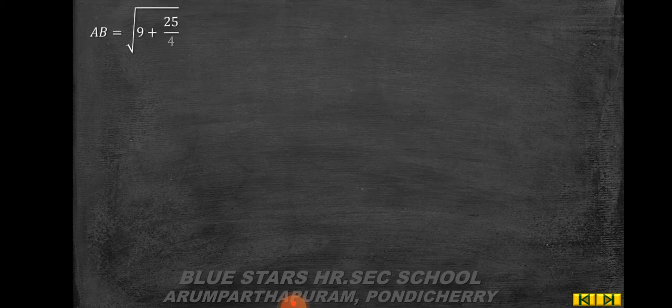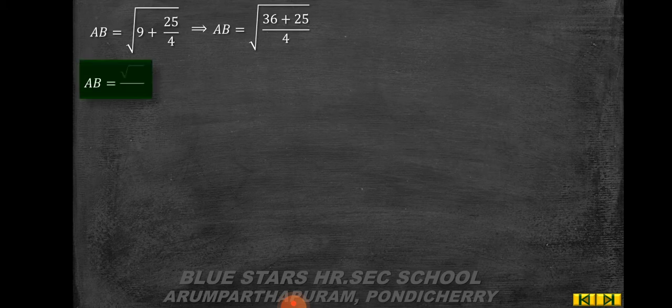Therefore, AB is equal to root of 9 plus 25 by 4, which is equal to root of (9 into 4 is 36, 36 plus 25) by 4. Therefore, AB is equal to root 61 by 2. Similarly, next we are going to find the distance of B and C.